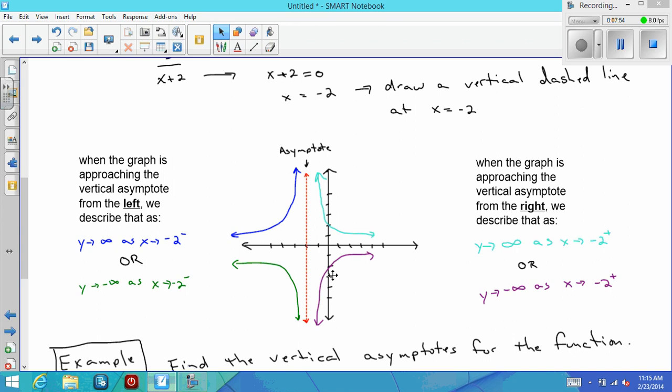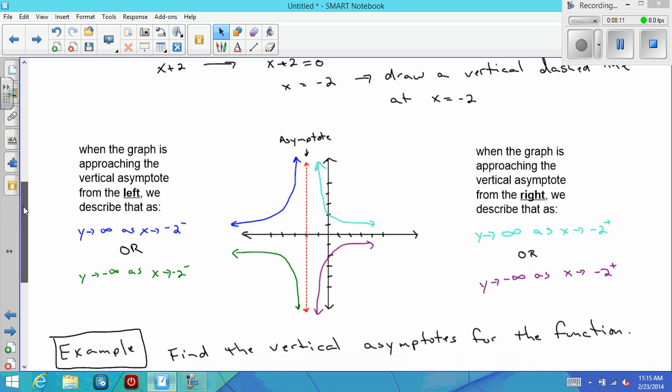So those are the four types of descriptions of a graph. And like I said, we're going to be doing our graphing in day 2, but since we are talking about the asymptotes, it's important to understand the description of the graph at those asymptotes.